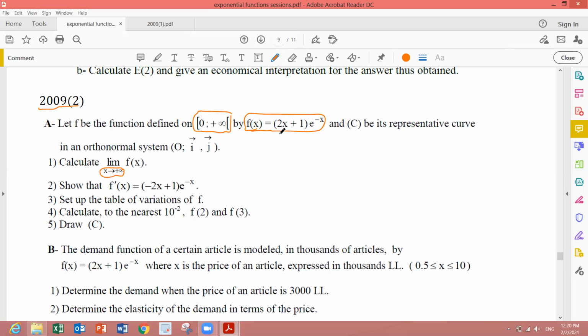To calculate the limit as x tends to plus infinity of f(x), we replace x by plus infinity. We get 2 times infinity plus 1, which is infinity, times e to the minus infinity, which is 0. So it is indeterminate. We have to change the form. Then we use L'Hopital's rule.